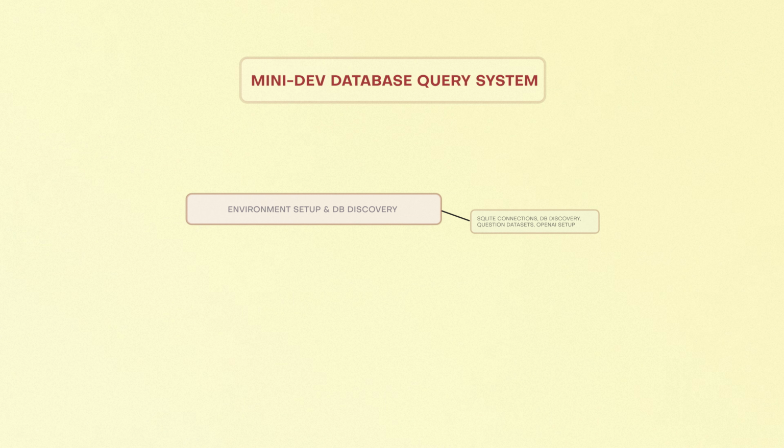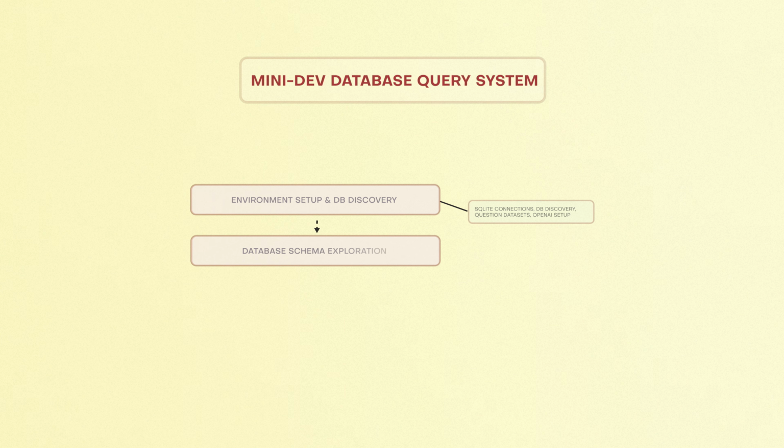A running MySQL server with the BIRD mini-dev schema loaded. Your Jupyter notebook is configured with a MySQL connector and the ability to call GPT for metadata enrichment. So we'll start with setting up the environment and database discovery. This we'll do through SQLite connections, DB discovery, question datasets, and OpenAI setup.